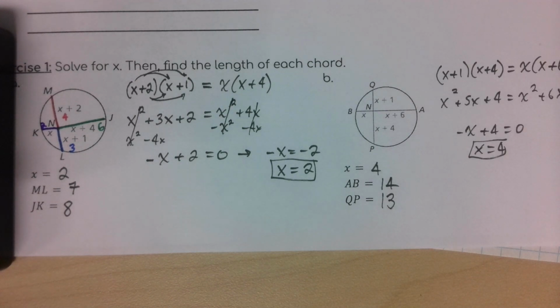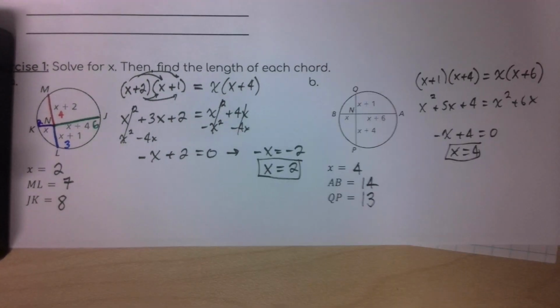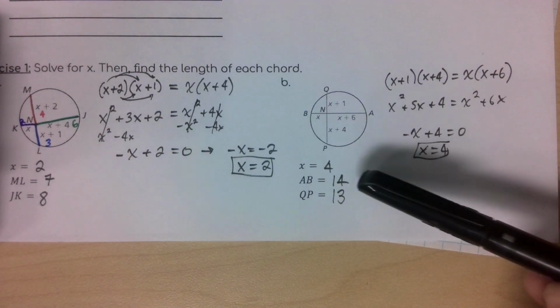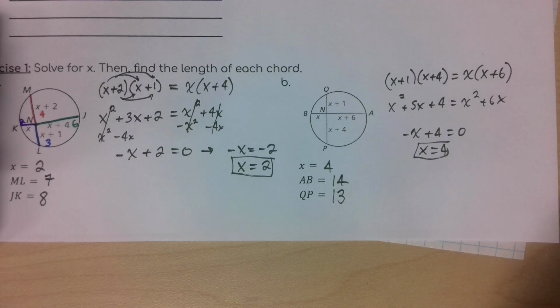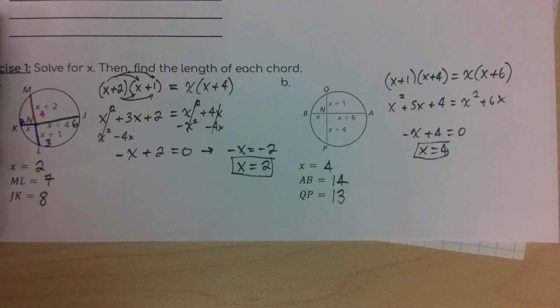How'd you do? When we solved, we should have gotten 4 for x, we should have gotten 14 for the length of AB, and we should have gotten 13 for the length of QP. That's it. Now, there might be problems that show up in your homework where you will have to factor or complete the square or solve it algebraically or even use the quadratic formula. But we're not going to talk about those right now.